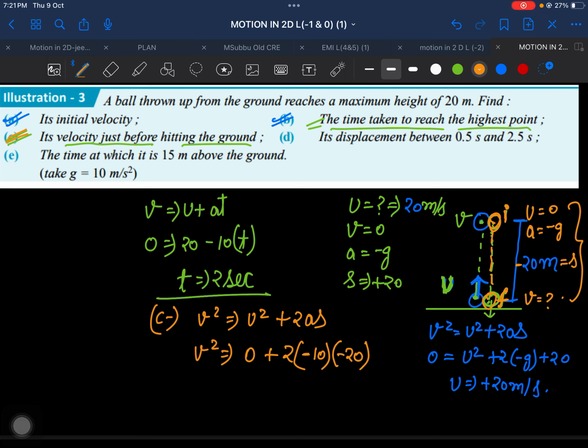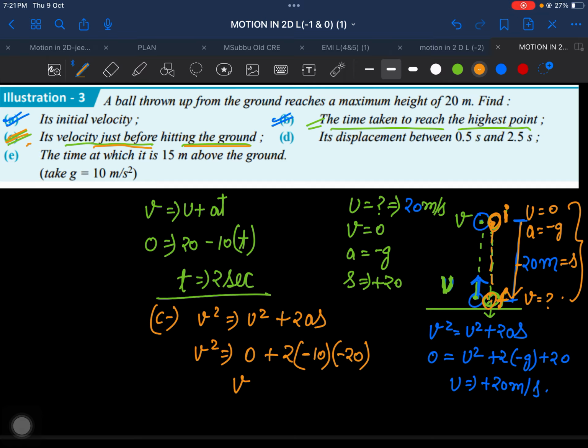Just check. Why minus 20? Because this time from here to here the displacement is in the downward direction, from initial position to final position. So it has been its velocity just before hitting the ground. So we have taken this to be the initial point and this to be the final point.